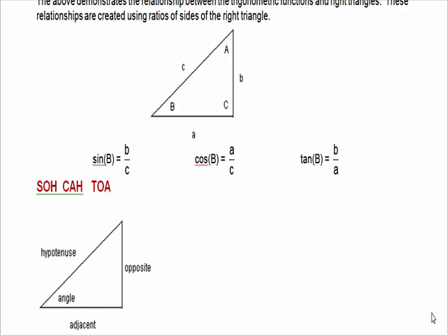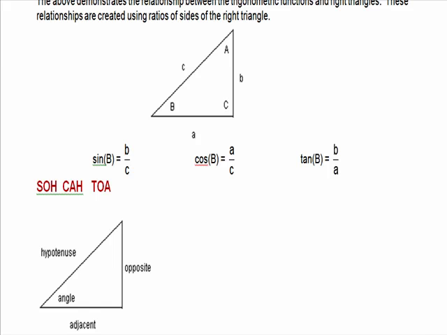So this little bit right here just summarizes what we've said before. We have our right triangle. We can get the sine, cosine, or tangent of angle B, for example, by using SOHCAHTOA. So the sine of angle B is actually B over C, opposite over hypotenuse. Cosine of angle B is A over C, the adjacent over the hypotenuse. And the tangent of angle B is the opposite over the adjacent, B over A.